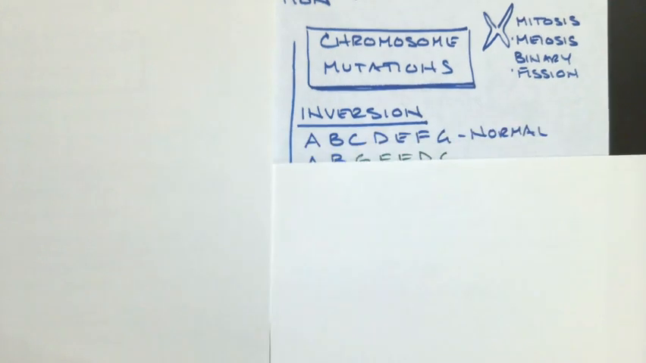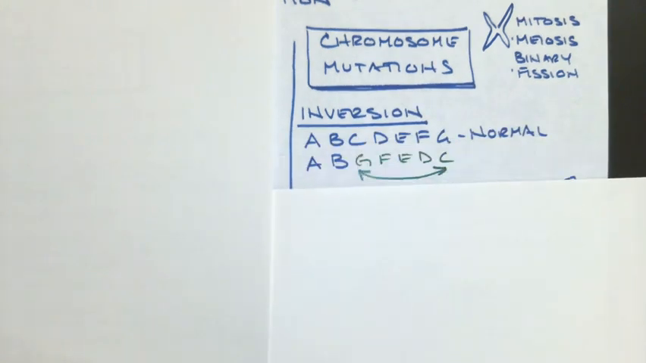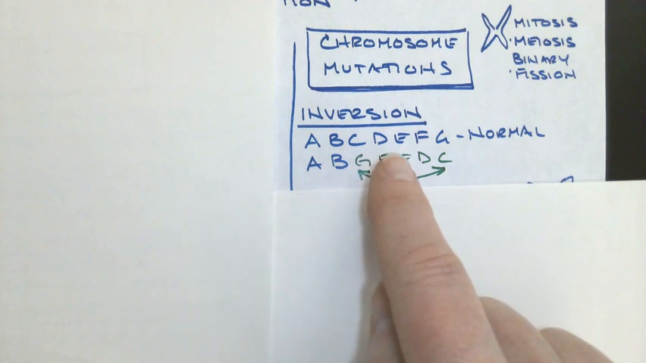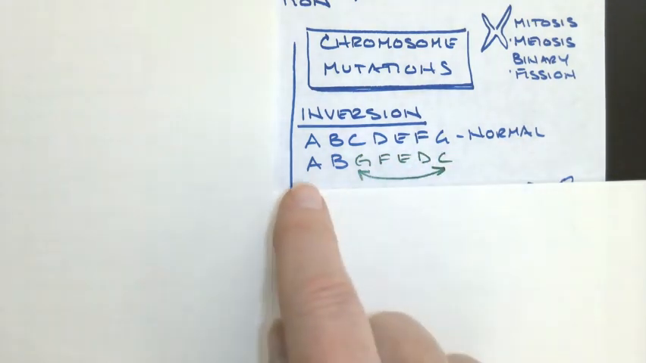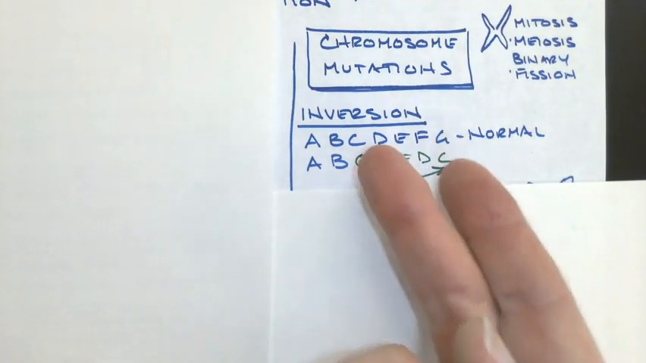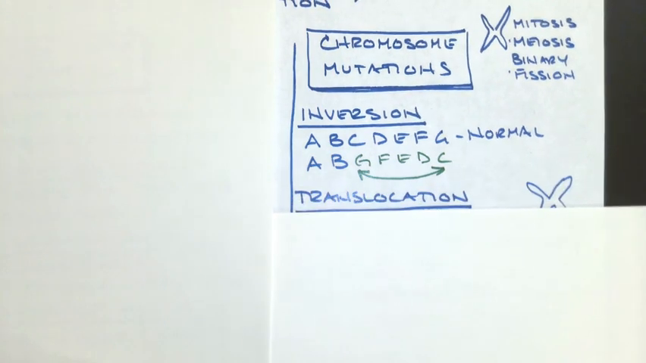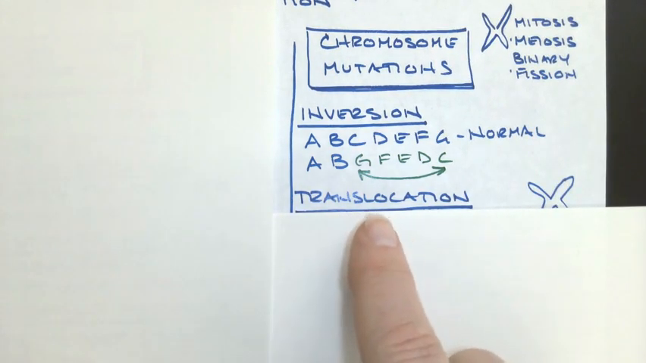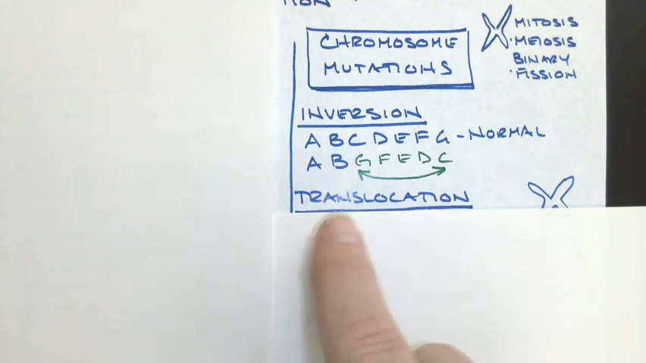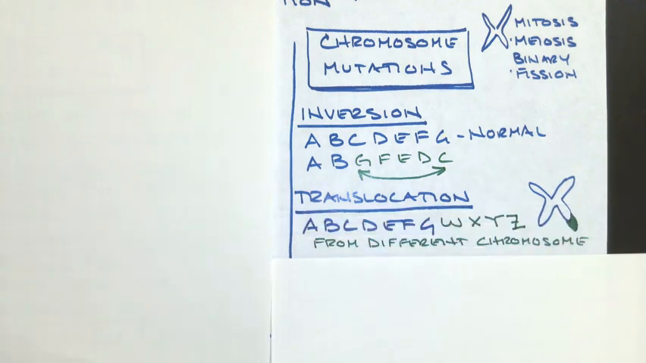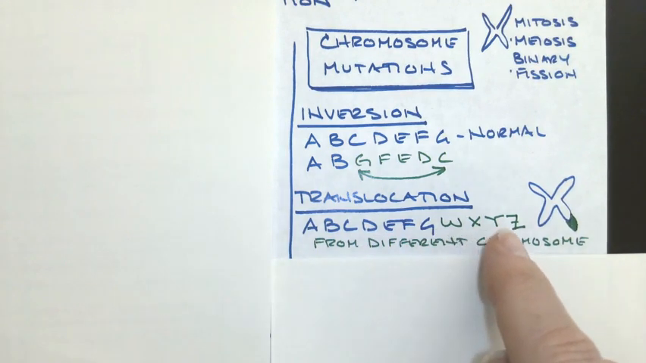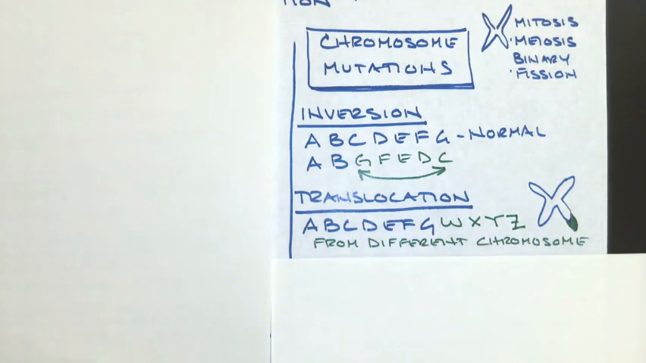The first one is called inversion, and you can see here that A, B, C, D, E, F, G is our normal code, and in this case you can see the last part was switched around, so it's actually inverted. The next one is called translocation. Like the word means, location means to change location. So in this case, we have A, B, C, D, F, G, which is our normal one. However, W, X, Y, Z came from a different chromosome.